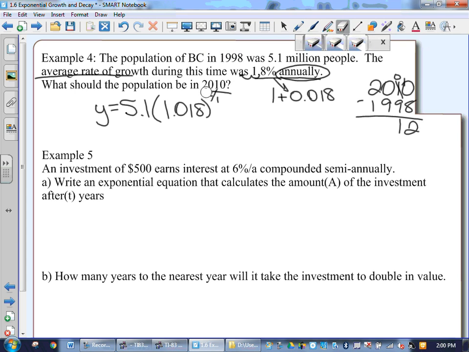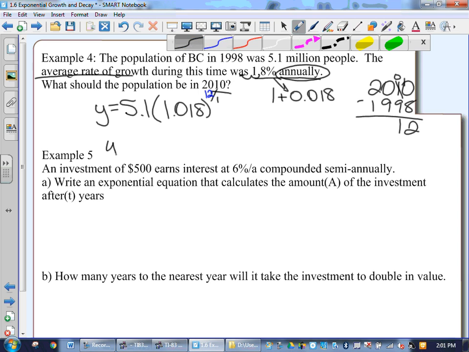From here, I can just plug this into my calculator. So I have 5.1 times 1.018 to the power of 12, and I get 6.32 million. So hopefully that one went well for you. And we're going to continue on then to example number 5.